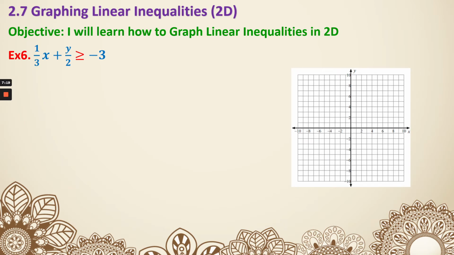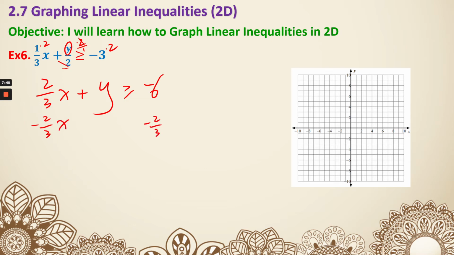Number 6. There actually is a typo in number 6. Instead of the equal sign, it should be greater or equal to. So now we're solving for y. That means I'm going to need to get rid of the 2. So multiply everything by 2. That's 2 over 3x plus y, because that's 2 over 1, so they cancel, is greater or equal to negative 6. Subtract that to the other side. Y is greater or equal to negative 2/3 x minus 6.